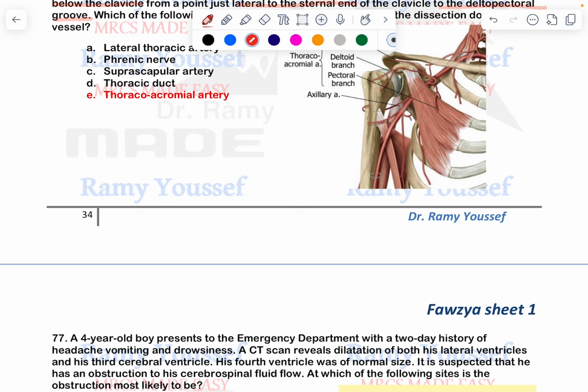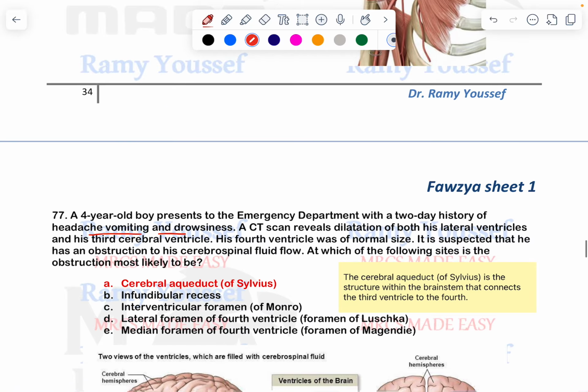A 4-year-old boy presents to the emergency department with a 2-day history of headache, vomiting and drowsiness. CT scan shows dilated ventricles, both lateral ventricles and the third ventricle, and the cerebral aqueduct.